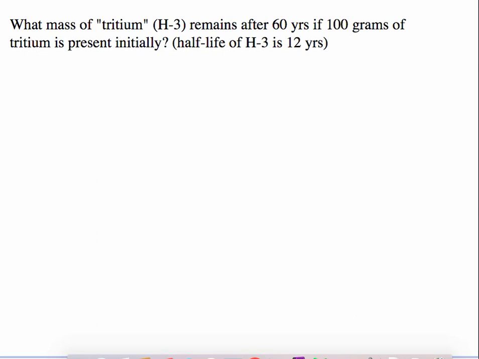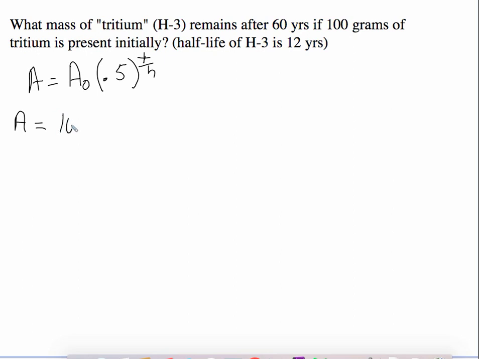This one says what mass of tritium remains, so it's a half-life problem, and we're going to write the equation. The amount remaining, that's A, equals how much you start with at time 0, times 1/2. On your calculator you're going to have to put in 0.5, so I'll write 0.5 there, which is the same as 1/2, to the time divided by the half-life. The question is how much remains? That's A over here. That's what we're looking for.